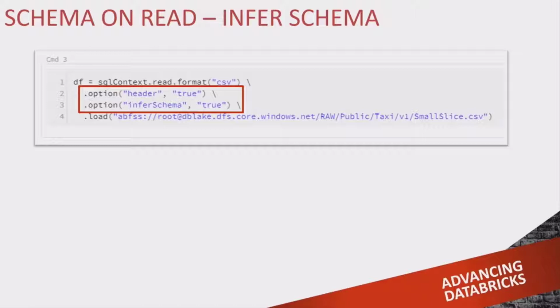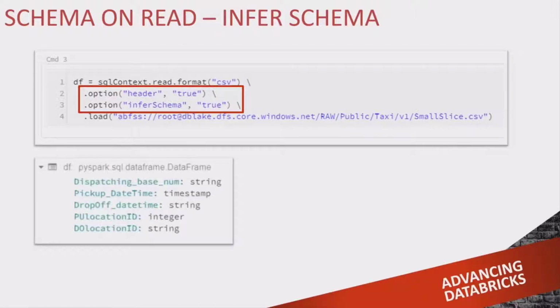I can just throw it at a CSV that it's never seen before, and it'll go, you know what, that's the structure. Based on sampling, it's got a string, a datetime, a string, an int, that kind of stuff.